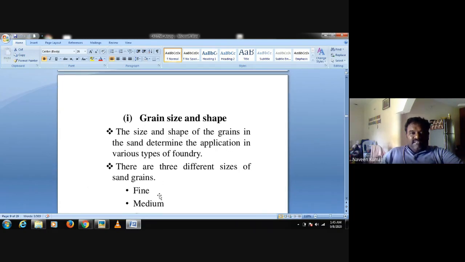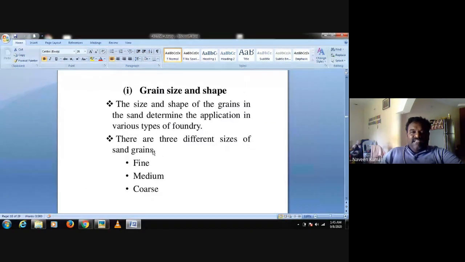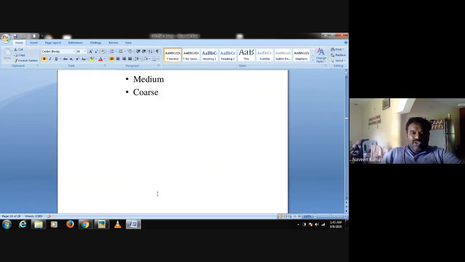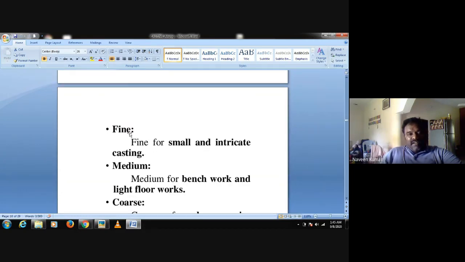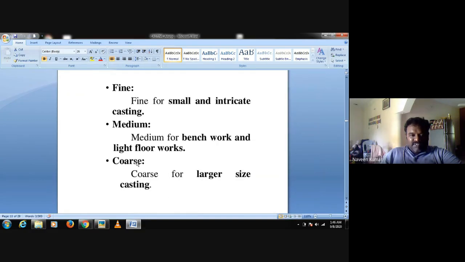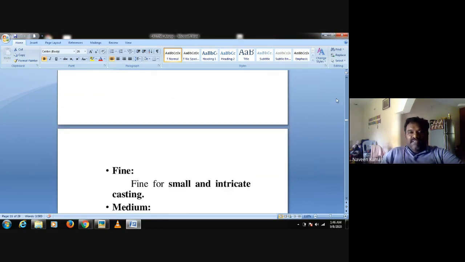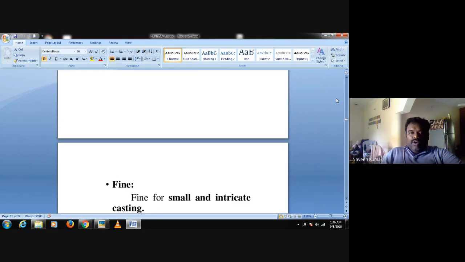Now look at the grain size and shape. The size and shape of the grains in the sand determine the application in various types of foundry. We have different grain sizes: fine, medium, and coarse. Fine grains are used for producing small and intricate castings. Medium are used for bench work and light floor casting process. And the coarse grains are used for larger castings. The next one is permeability or porosity.